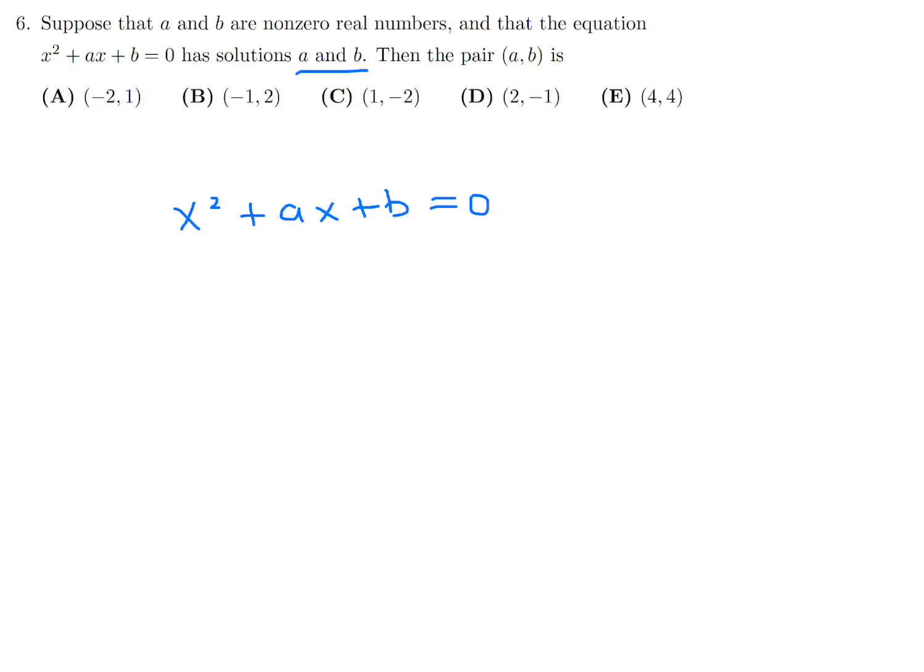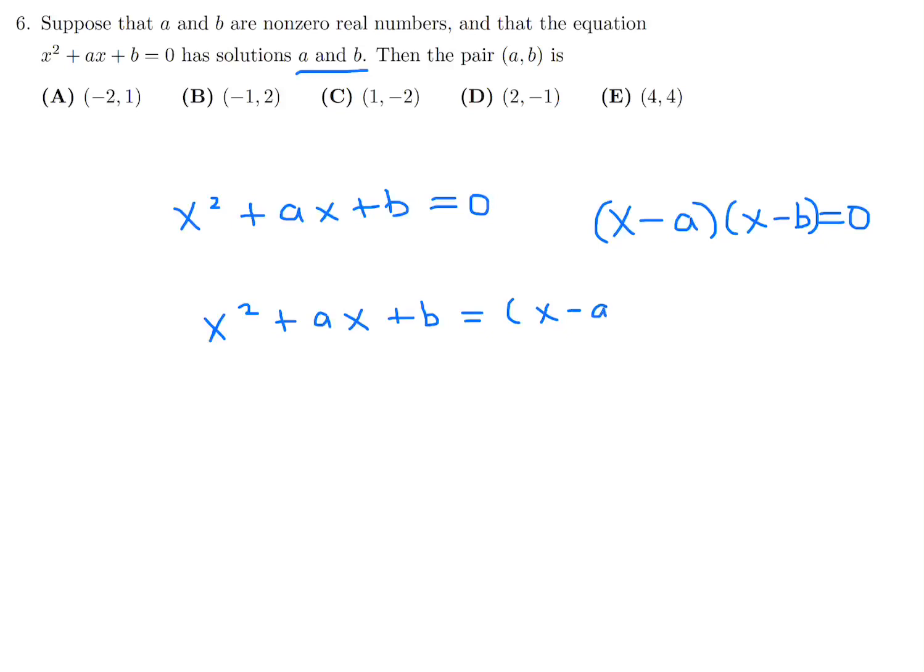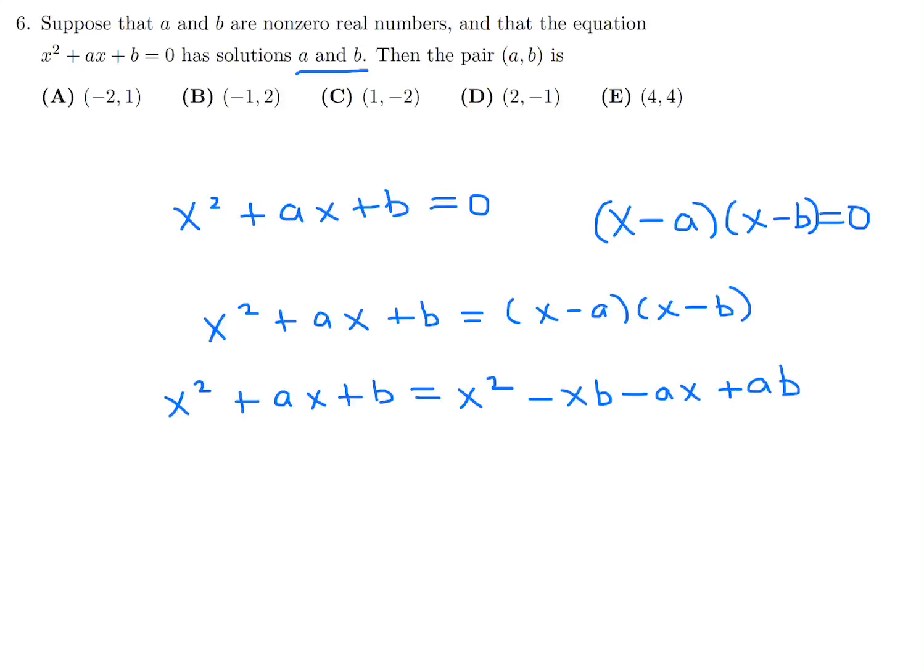So solutions meaning those are the roots. So basically what that means is (x minus a) times (x minus b) is equal to 0. So we can set these equal to each other like this: (x minus a)(x minus b). So we have x squared plus ax plus b is equal to x squared minus xb minus ax plus ab. That means we can probably factor this to make it look a little similar to the left side. So we will have x squared minus (b minus a)x plus ab.